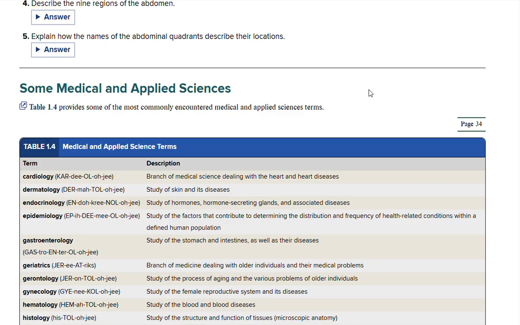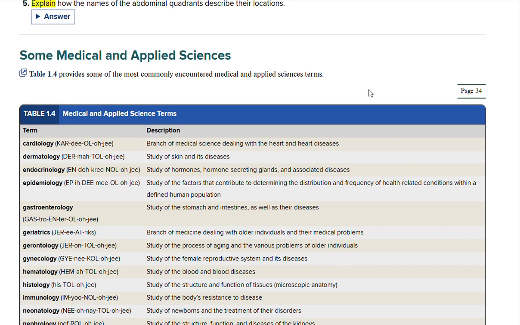Answer. Start revealed content. The epigastric region is the upper middle part of the abdominal area. The left and right hypochondriac regions lie on both sides of the epigastric region. The umbilical region is in the central part of the abdominal area. The left and right lateral, lumbar, regions lie on both sides of the umbilical region. The pubic, hypogastric, region occupies the lower middle part of the abdominal region. The left and right inguinal, iliac, regions lie along both sides of the pubic region. Revealed content has ended. Explain how the names of the abdominal quadrants describe their locations.